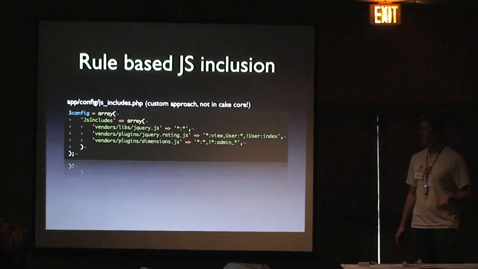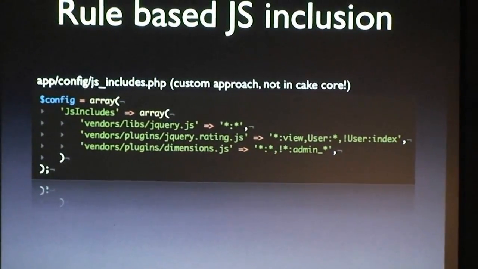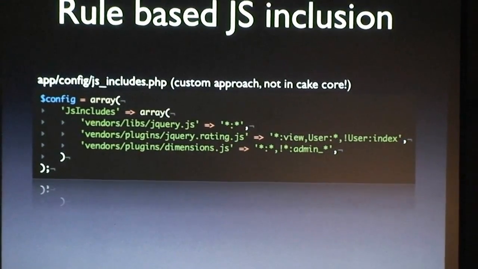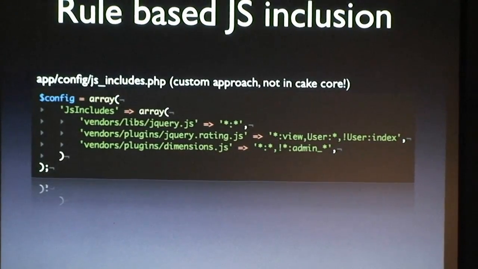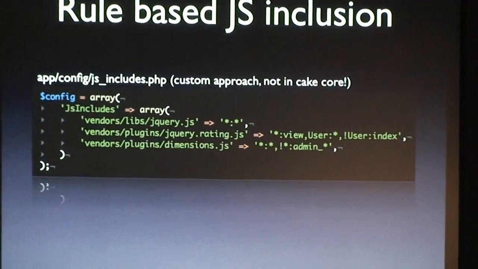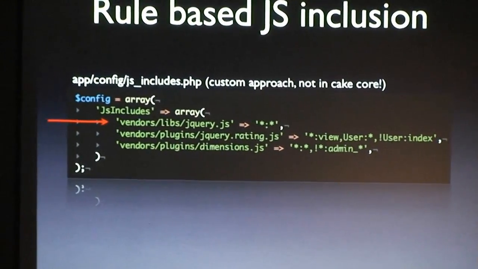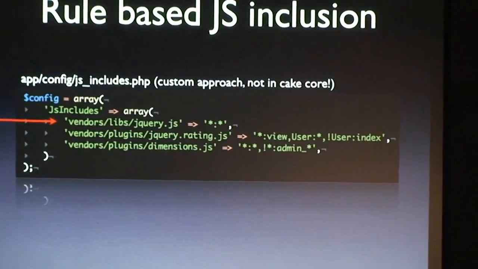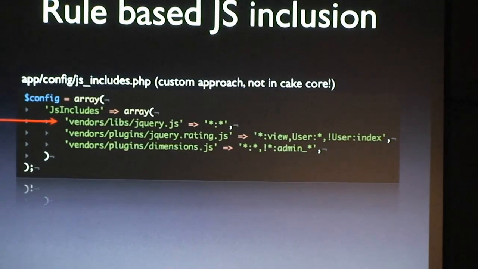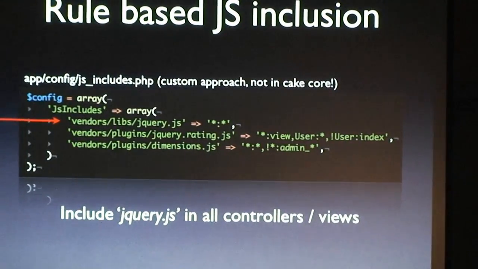Let's look at the following example. This is a config file. We could place an app/config jsincludes.php. And what we do there is simply define a list of JavaScript files we use in our document, and then we add a series of rules on when to include it. What do I mean by that? Well, let's look at the first example. We want to include jQuery. jQuery is our Swiss Army knife. We want to have it everywhere. So *:* means included for all controllers and all actions. Well, then we even have an explanation for it.